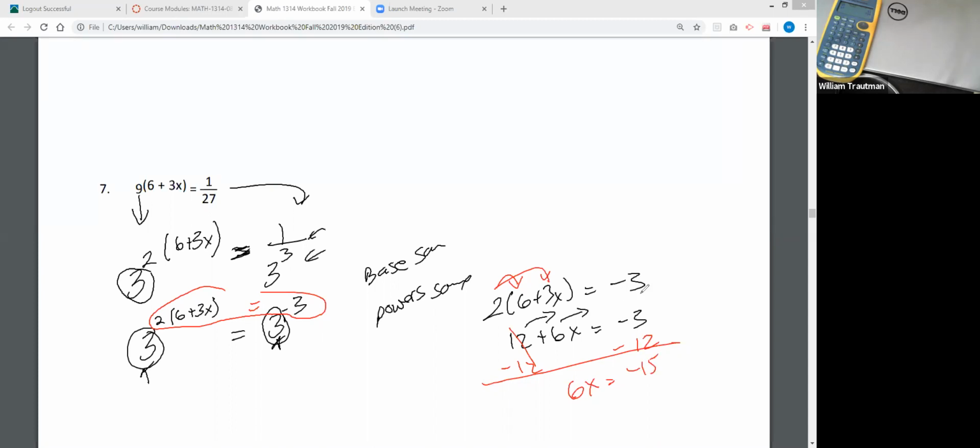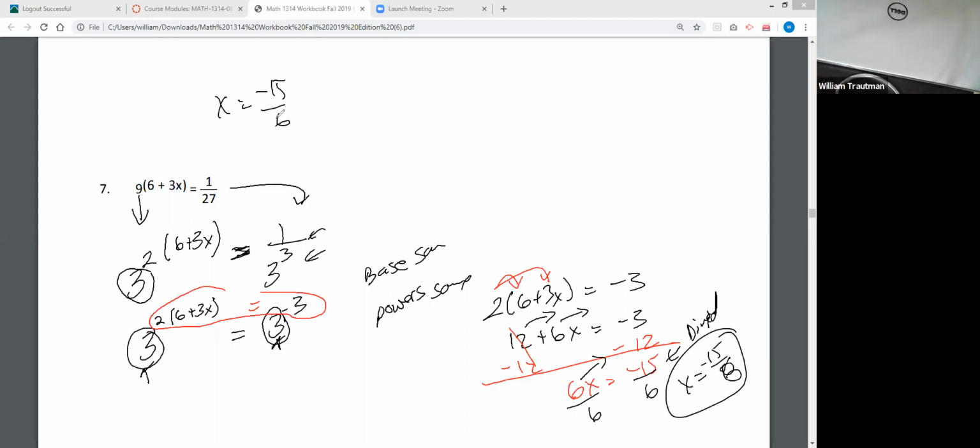Then I divide by a positive 6, sorry. And x equals -15 over 6. If you reduce that on your calculator, x equals -15 over 6.